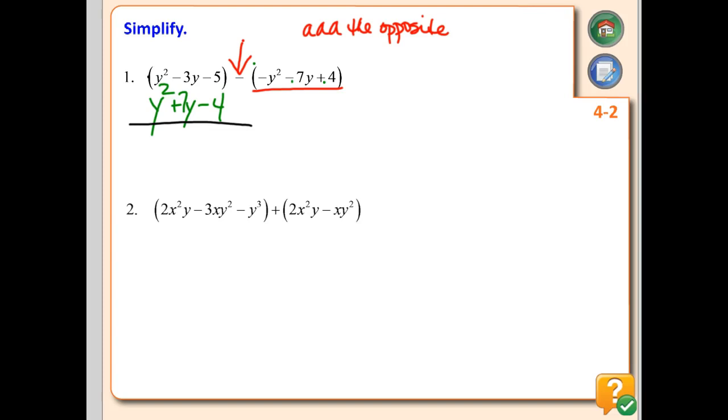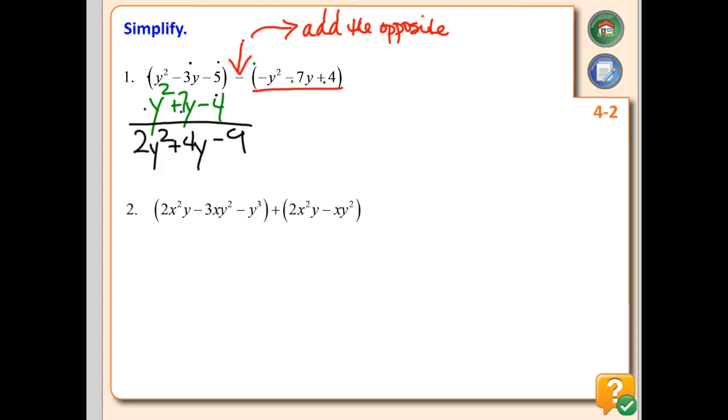What's y squared plus y squared? Very good. 2y squared. We've got negative 3 and positive 7, which gives me positive 4y. We've got negative 5 and negative 4, which is negative 9. So you've got to remember what subtraction means. Okay, subtraction means add the opposite. So anybody, the polynomial that comes after the minus sign, you have to change everybody's sign.